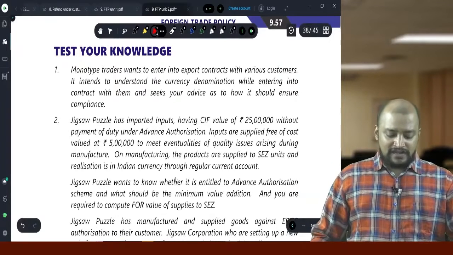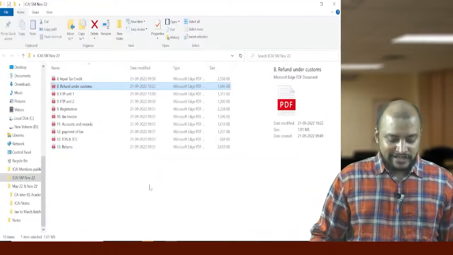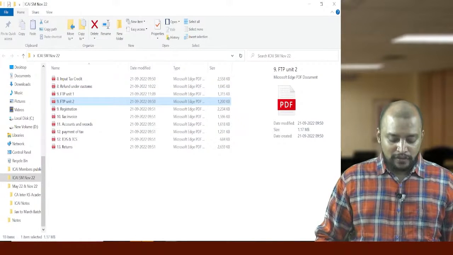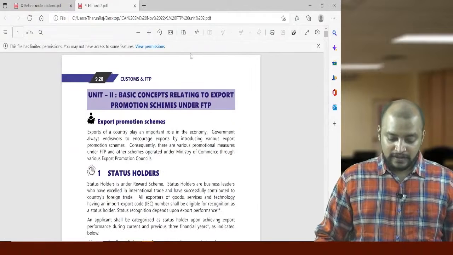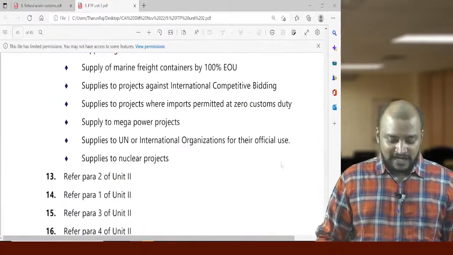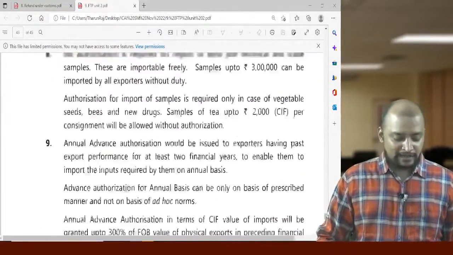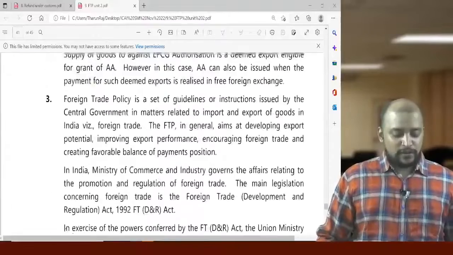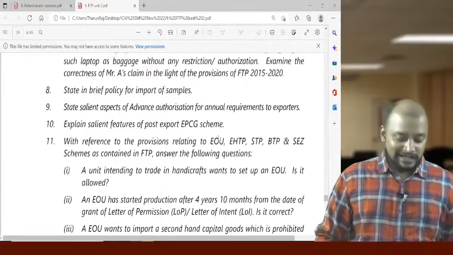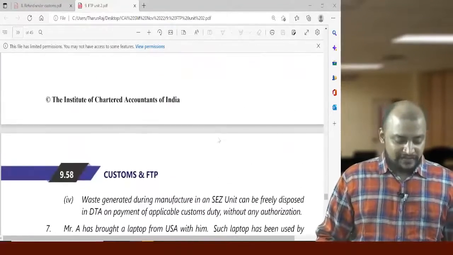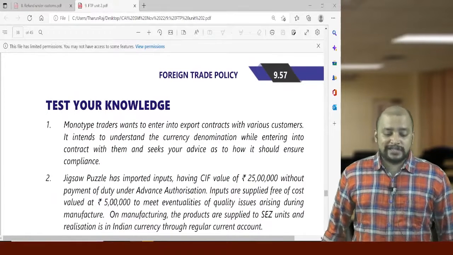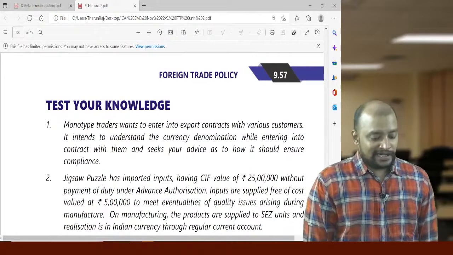Now we will see the test yourself questions related to FTP, and with that Module 4 is over. As you asked me to discuss FTP in detail, that's why I have made the discussion a little bit in detail. Otherwise I would have quickly completed only the summary part, but I have covered it in a little more detail. So you can see the first question. These are the test yourself questions in Chapter 9, Foreign Trade Policy.